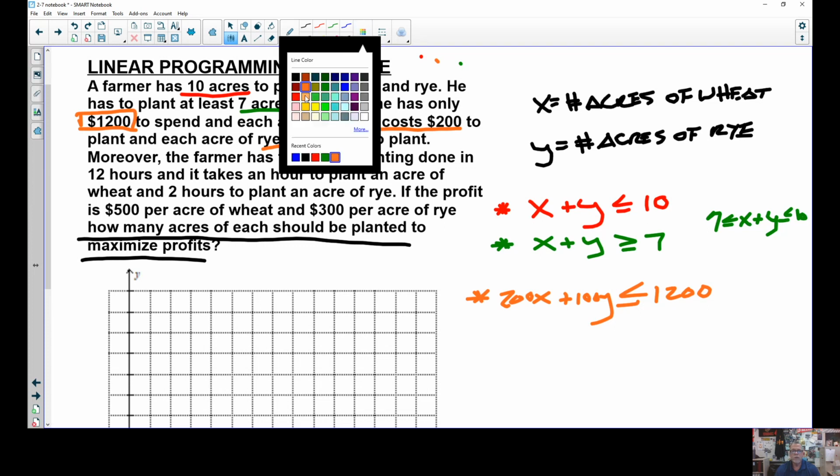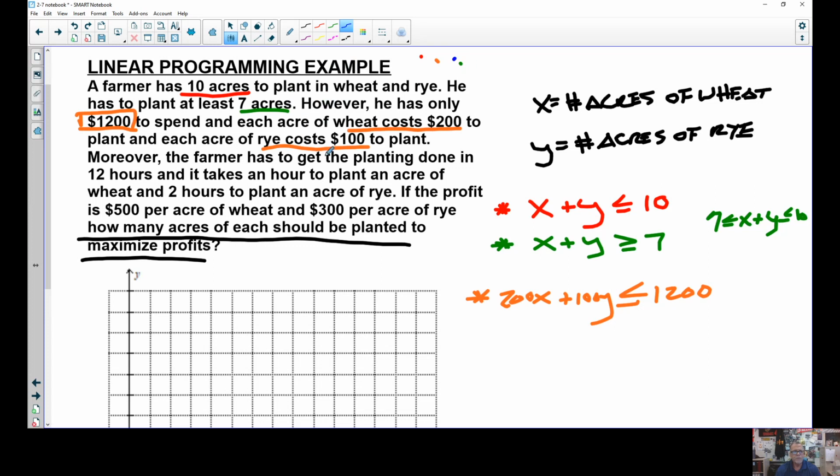Okay, so I'm going to go to the next sentence, change my colors again, and see what we got. Moreover, the farmer has to get the planting done in 12 hours and takes an hour to plant an acre of wheat and 2 hours to plant an acre of rye. All right, 2 hours for rye and an hour for wheat, and there's a limit of 12 hours. That's what I see in that sentence.